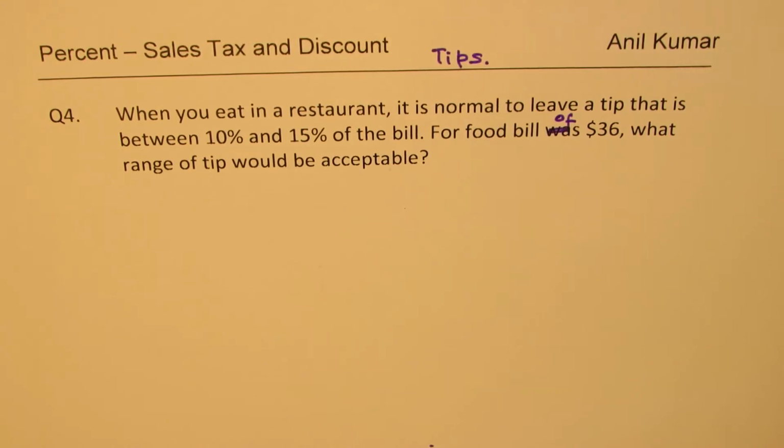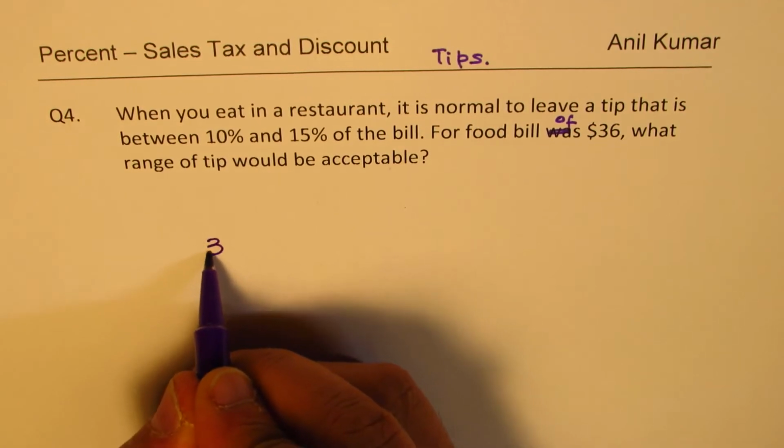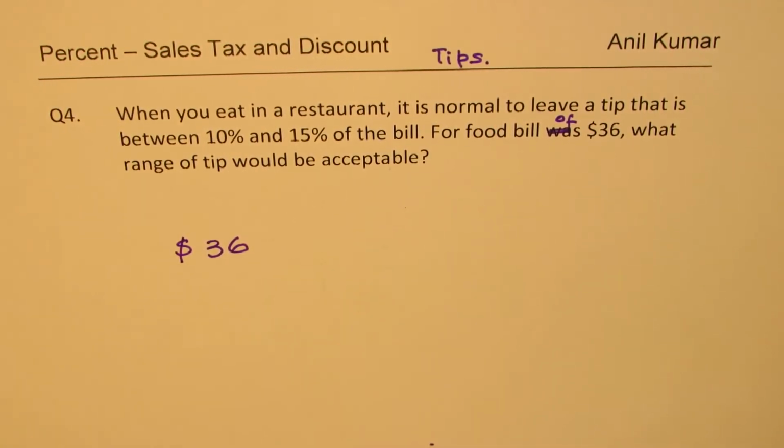We'll talk about tips in this particular example. Question number 4. When you eat in a restaurant, it is normal to leave a tip that is between 10% and 15% of the bill. For a food bill of $36, what range of tip would be acceptable? You can always pause the video, answer the question, and then look into my suggestions. So we have a $36 bill. What does the range mean?